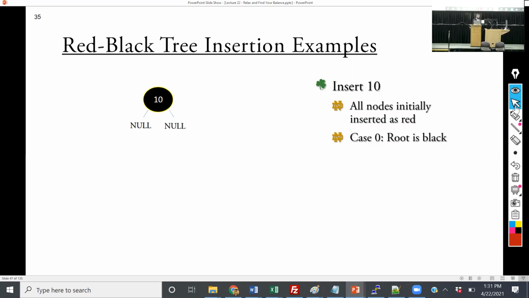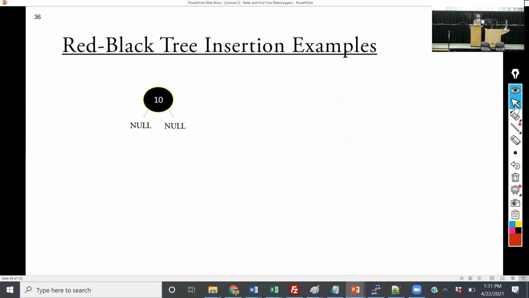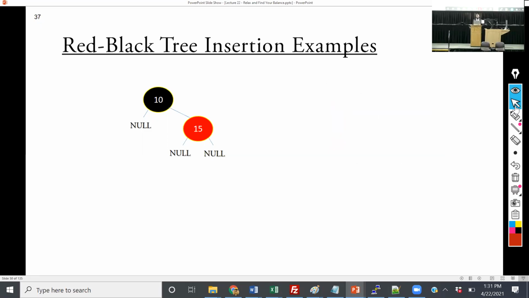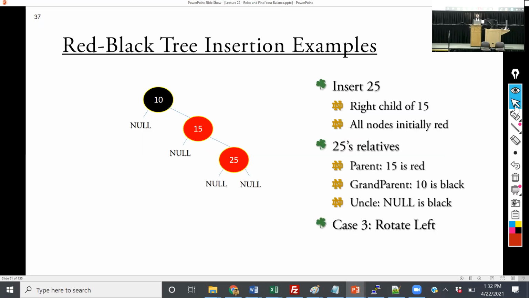So before I go through all the cases, we have to perform rotation, so I'm going to tell you which case we encounter. Initially it's red, then we do black. Then we insert 15 as red. We don't have anything in terms of grandparents and uncles right now, so we don't have anything we need to do. Now we're going to insert 25.